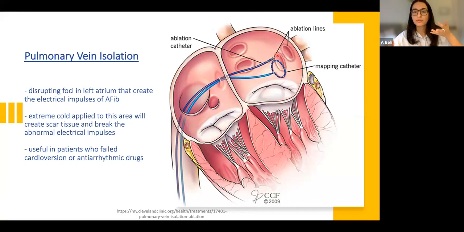And what do they want to do? They want to find the cells that trigger those abnormal electrical impulses. It's a very complex procedure, and with the mapping catheter they can find out which cells trigger those electrical impulses for atrial fibrillation in the patient. Once they found them, they use the ablation catheter and apply extreme cold to the tissue and basically kill the electrical impulses from the cells. Afterwards, the patient is cured of atrial fibrillation, which is very interesting.